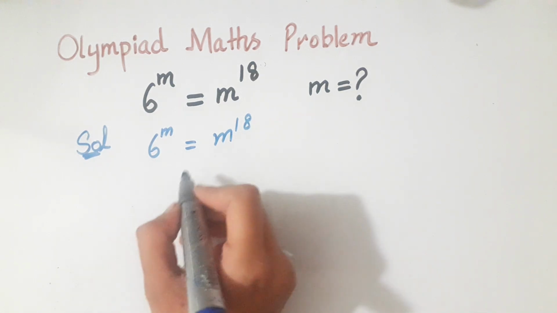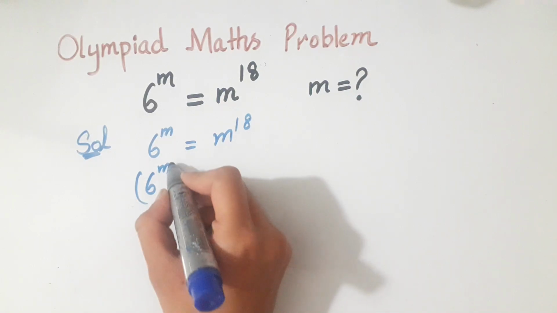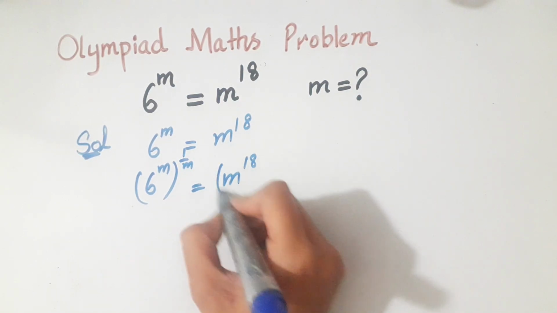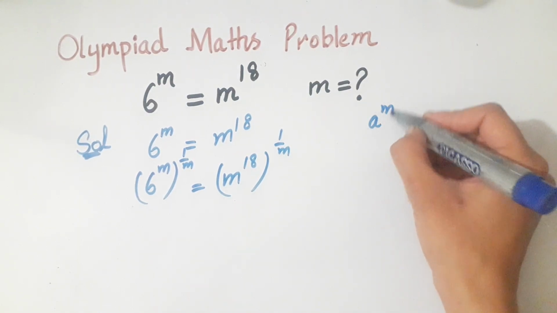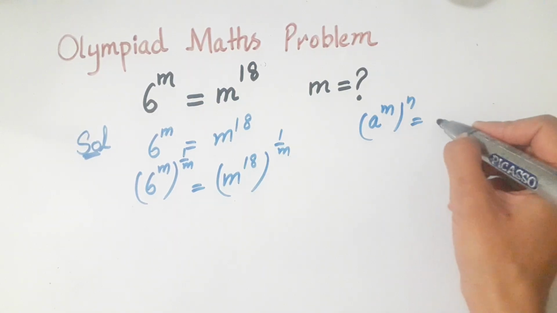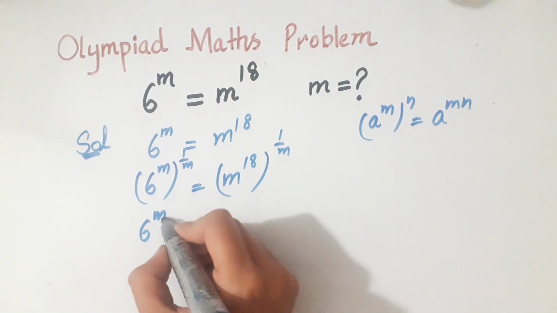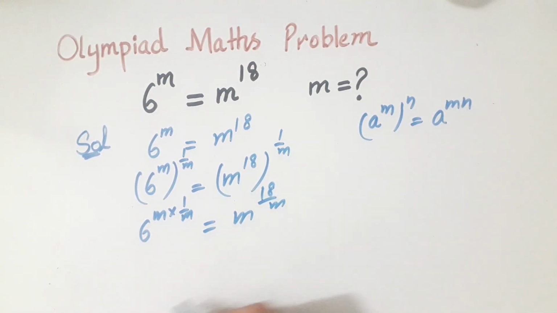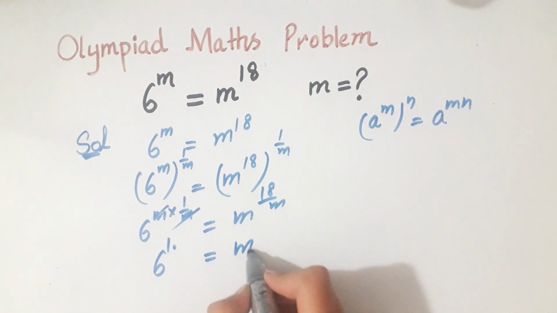In the next step, we will take power 1 over m on both sides. So 6 raised to power 1 over m equals m raised to power 18, whole power 1 over m. So we know this rule that a raised to power m, whole raised to power n, equals a raised to power mn. So this will be multiplied: m multiplied by 1 over m, and here we get m raised to power 18 over m. Now m and m are cancelled out and we have 6 equals m raised to power 18 by m.